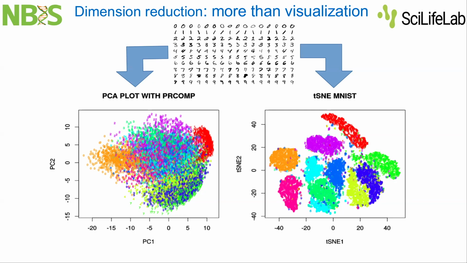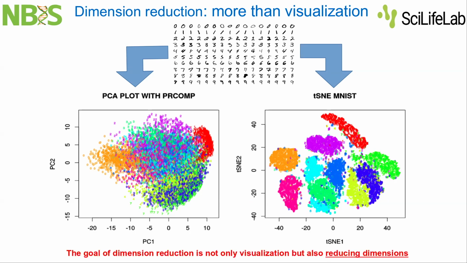And this is how a PCA plot looks like on the left-hand side, and on the right-hand side, this beautiful t-SNE. And this is how many of us tend to think about dimensionality reduction. It's a way to visualize your data, to explore your data, and that's certainly true. But I personally tend to think about visualization as a byproduct of dimensionality reduction. And the major goal is actually reducing dimensions.